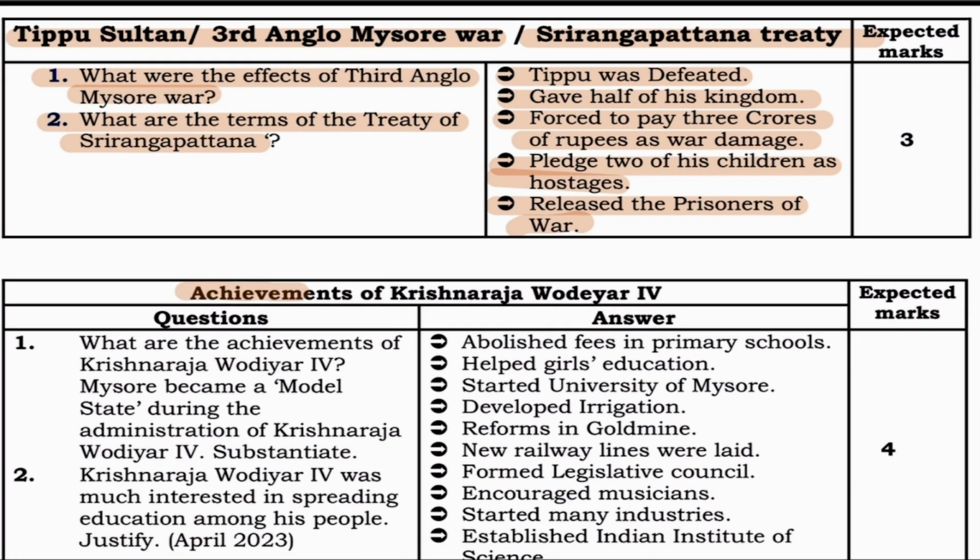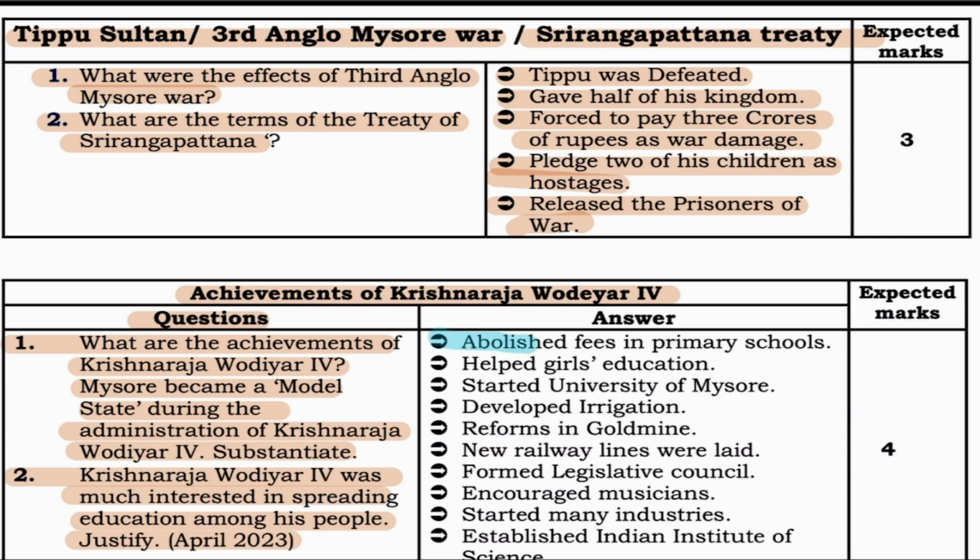Achievements of Krishna Raja Odayar IV. What are the achievements of Krishna Raja Odayar IV? Mysore became a model state during the administration of Krishna Raja Odayar IV. Substantiate. Krishna Raja Odayar IV was much interested in spreading education among his people. Justify. April 2023.